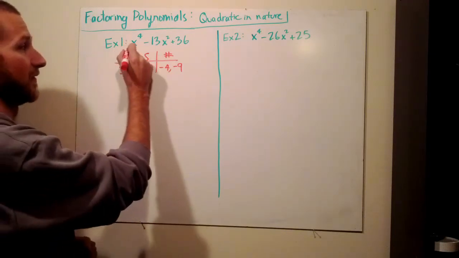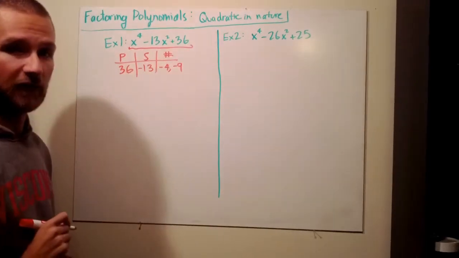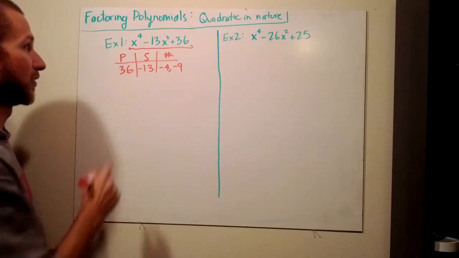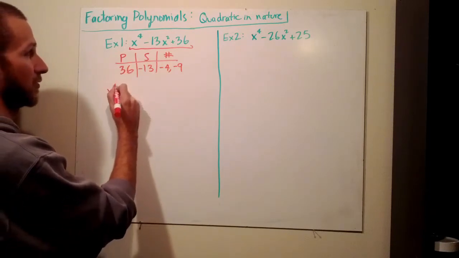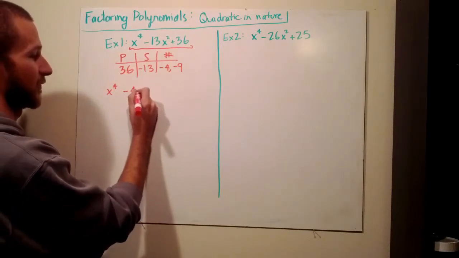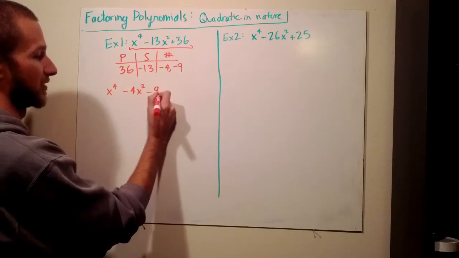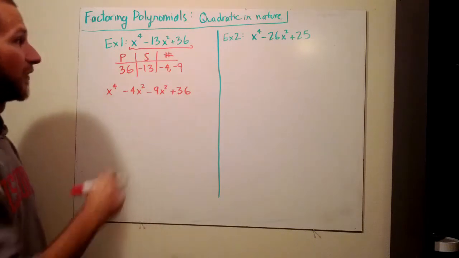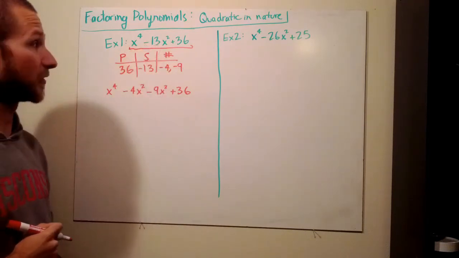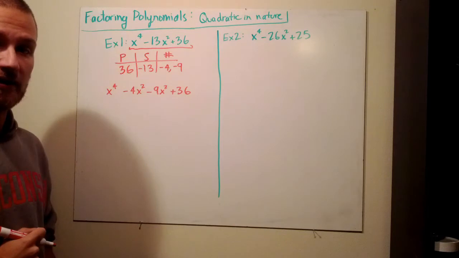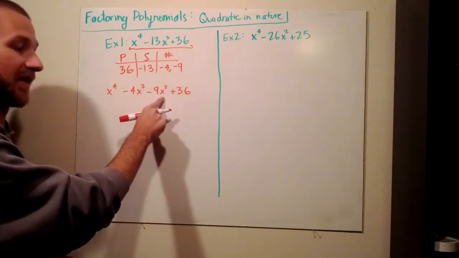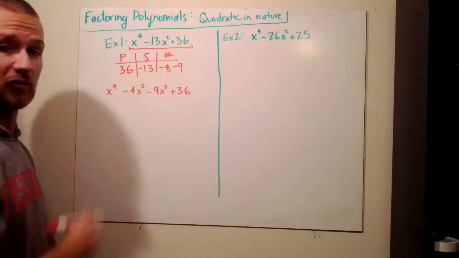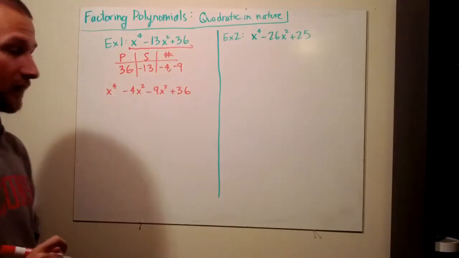I'm going to take this polynomial, it's degree 4, and split the middle term into a negative 4 and a negative 9. So I get x to the 4th minus 4x squared minus 9x squared plus 36. All I've done here is take this middle term, negative 13x squared, and split it into negative 4x squared and negative 9x squared. Other than that, these two expressions are equivalent.